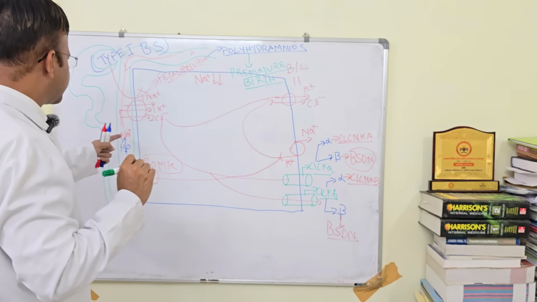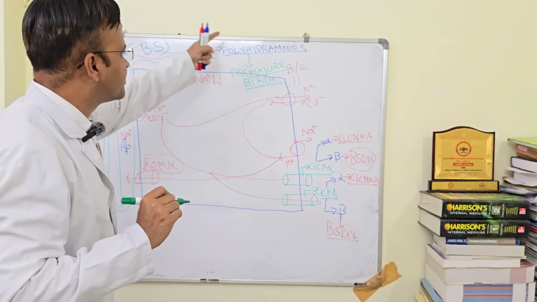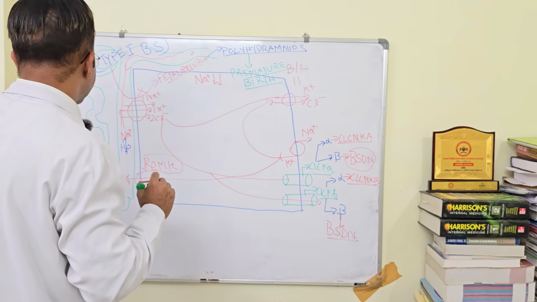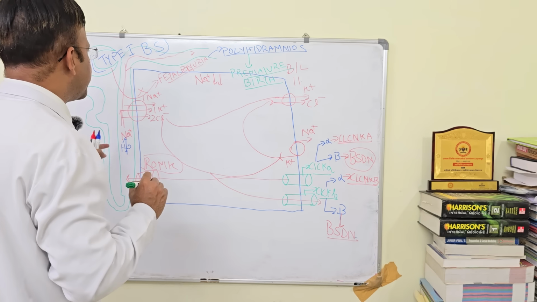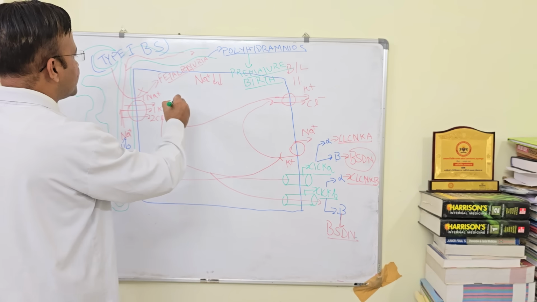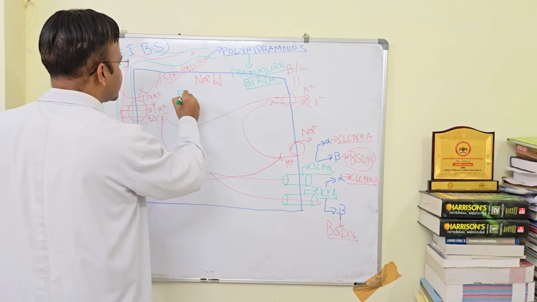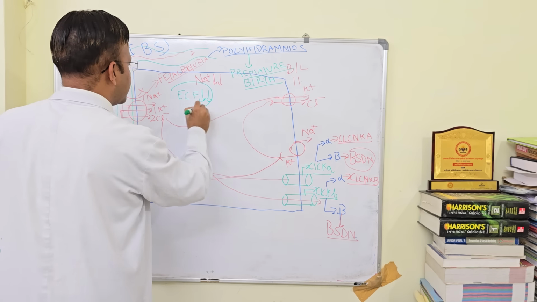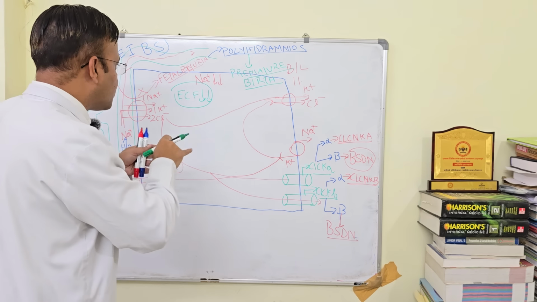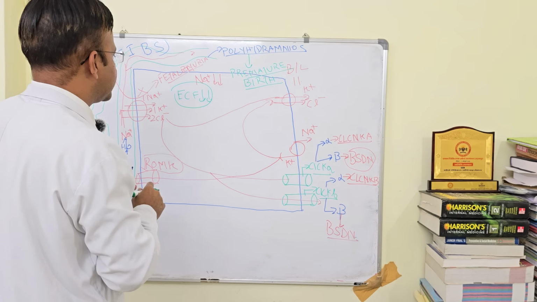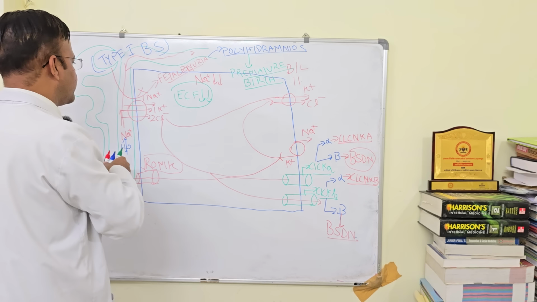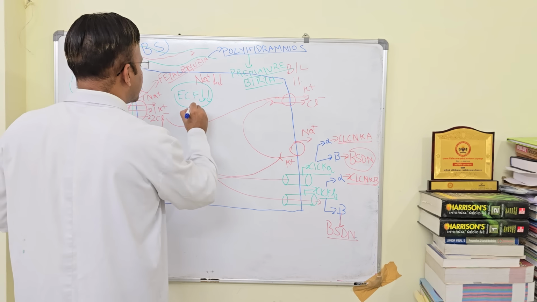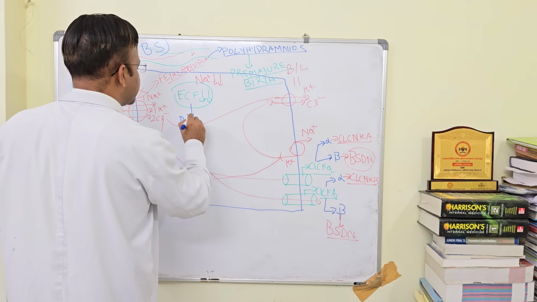What else can it lead to? If a lot of sodium is going out, it will lead to ECF contraction. The ECF volume will reduce because with the lot of sodium, the water is also going out. So this ECF volume reduction will lead to activation of RAS. The RAS will get activated.